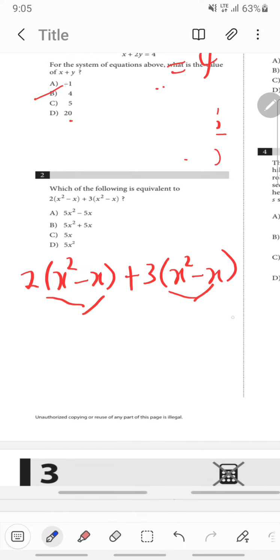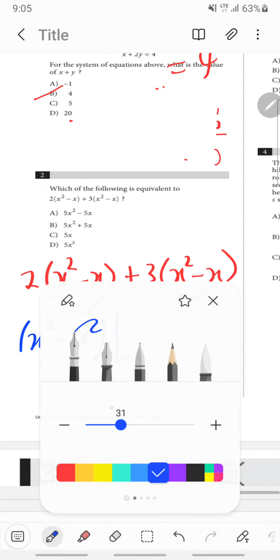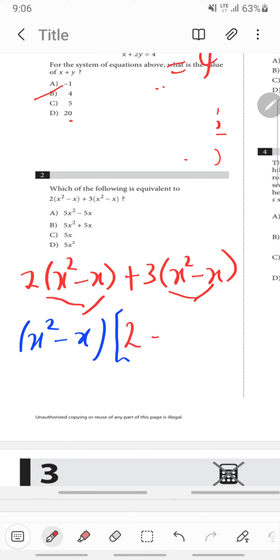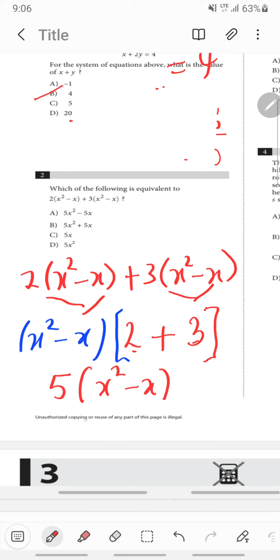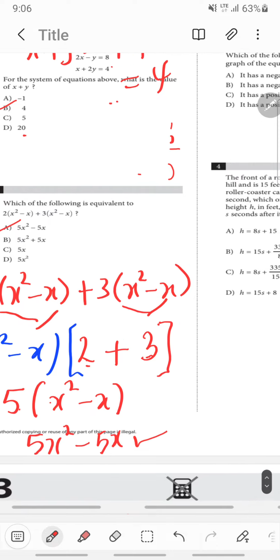x squared minus x is common, into bracket the 2 that I have here, plus the 3 that is there. If I open this bracket back, I will have the above equation. So 2 plus 3 is 5. That is 5 into bracket x squared minus x. Then you open your bracket, that is 5x squared minus 5x. And you can see that option A is the answer to that particular question.